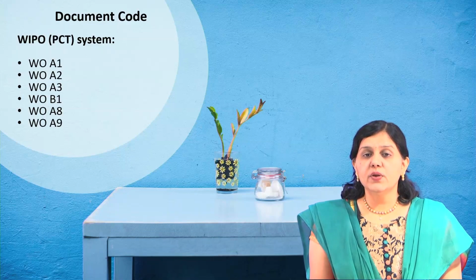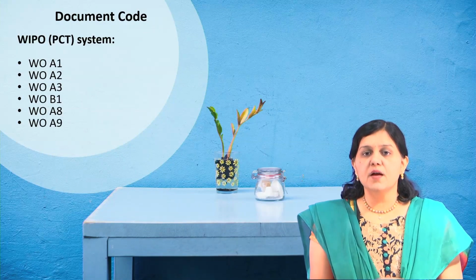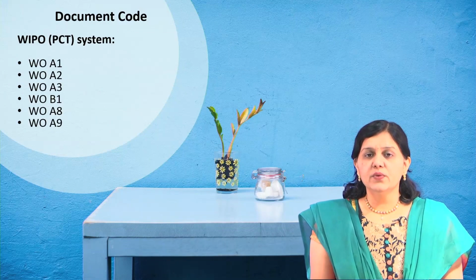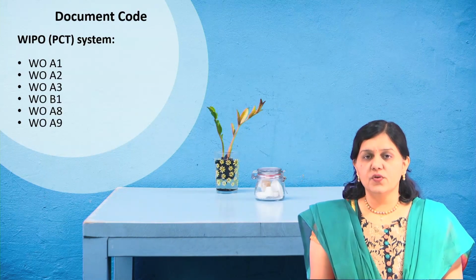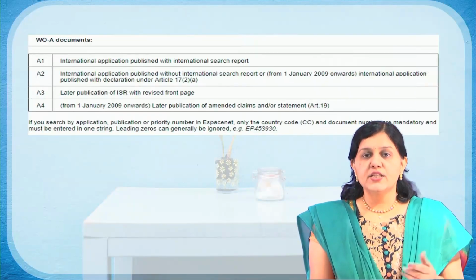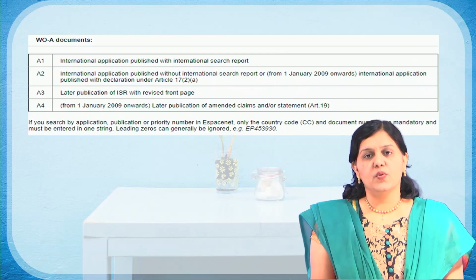Then next is WOA9. This is a complete corrected document. So, this is the WO code system which is followed for the international patent application. Now, check these details about the WIPO code system.